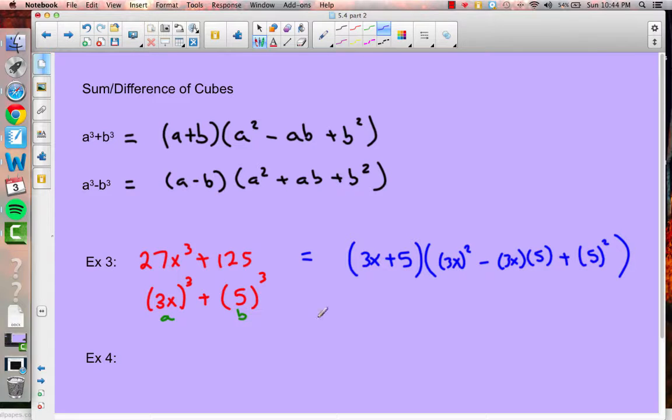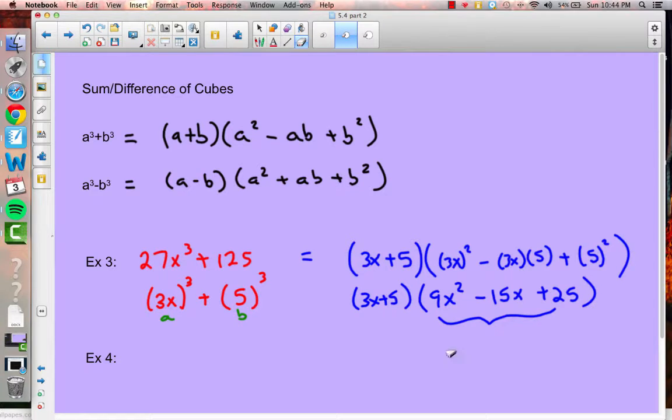And then I'm just going to go ahead and simplify. So I have 3x plus 5 for the first one. Well, what is 3x squared? That gets you 9x squared. Negative 3x times 5 gets us negative 15x, and then 5 squared is 25. And there's your factored polynomial. Now, if you can factor this next part even further, then you want to make sure that you do that, of course, because if you can, then you want to keep going with it. But this is the very first step in factoring a cube.